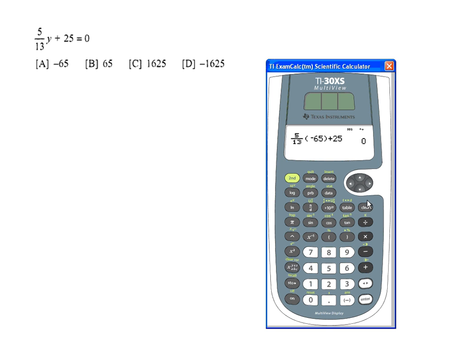So what I'm going to do is go back and use the same problem, but I'm going to delete this negative.